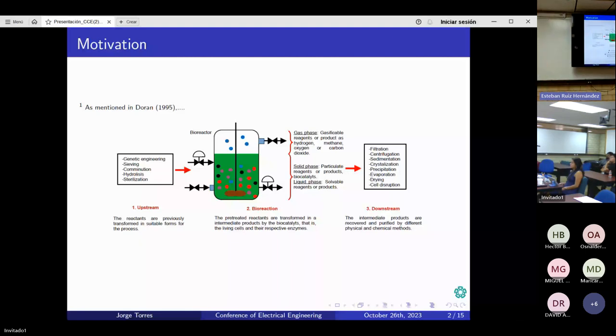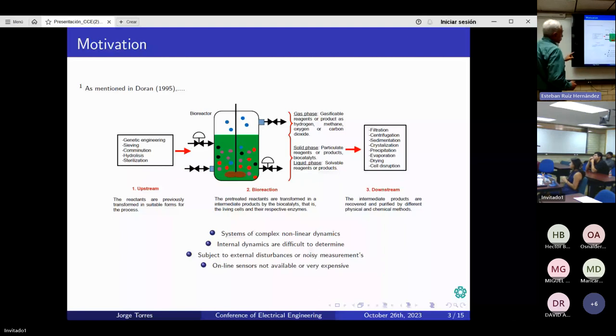From the dynamical point of view, this is a very interesting system because the dynamics is nonlinear and complex. Contrary to several mechanisms or motors or robots, the internal dynamics is very difficult to determine. For sure, they are subject to external disturbances. Noisy measurements are very common in any engineering problem. And also, the sensors are not available or are very expensive. So this is the motivation.